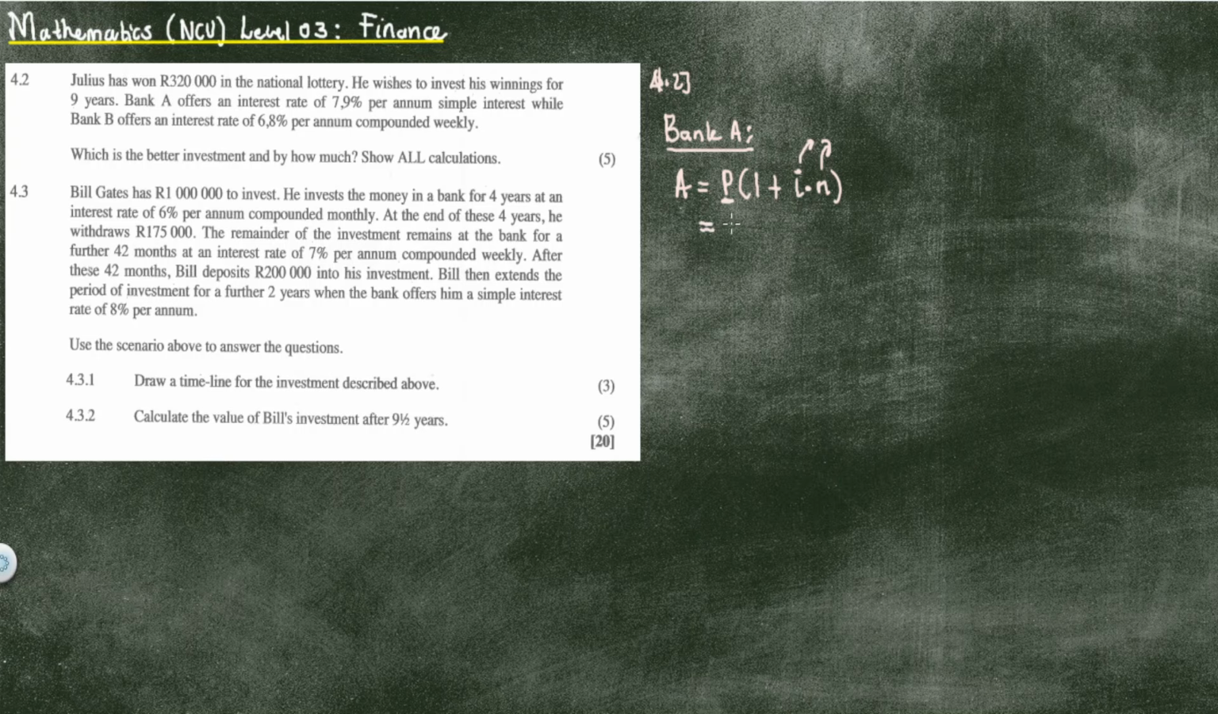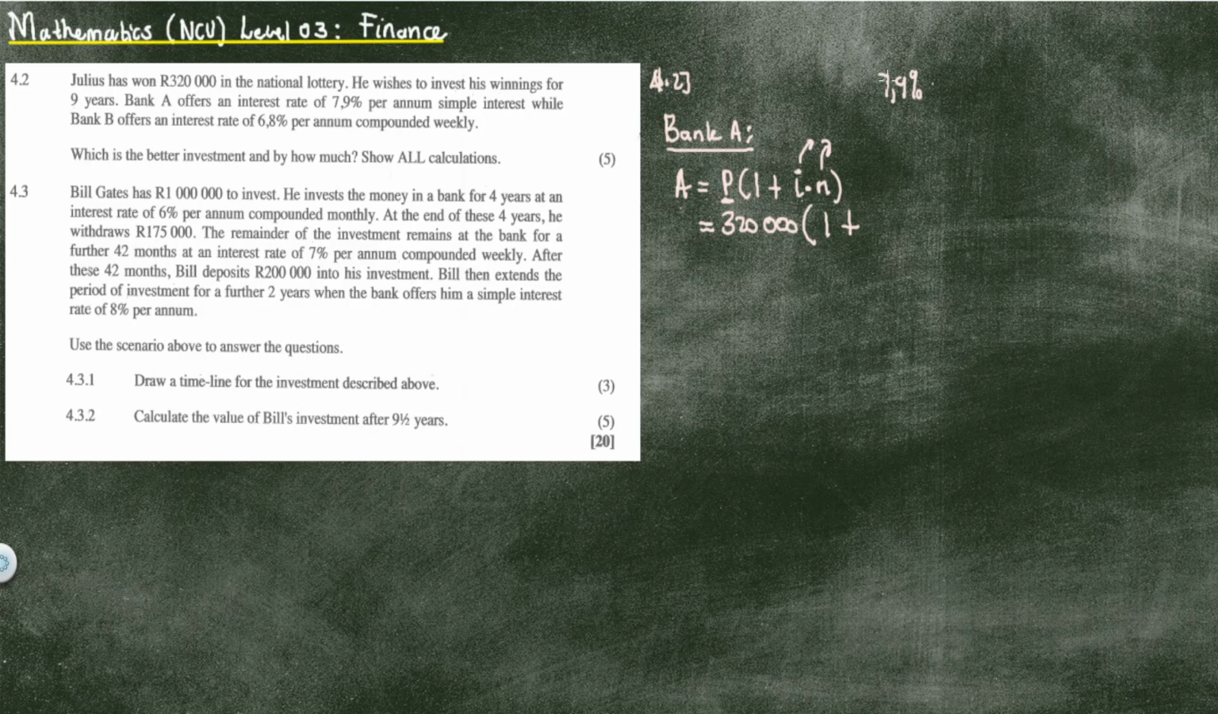So what is the principal amount? It's the invested amount, which is the 320,000 rand. 1 plus, what is the interest rate? On Bank A, we are offered 7.9%.